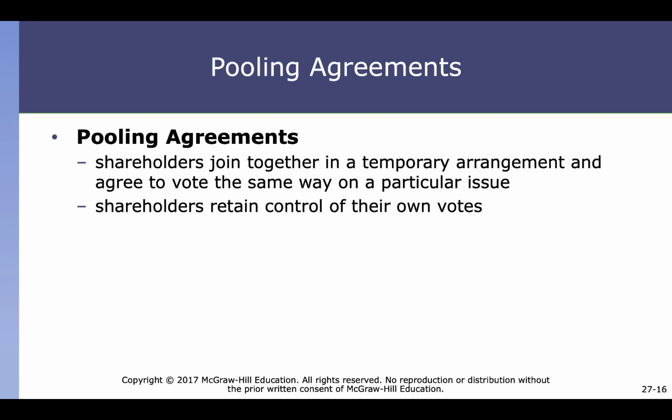Shareholders also sometimes execute pooling agreements. That's when shareholders join together in a temporary arrangement and agree to vote the same way on a particular issue. But they do retain control of their own votes, meaning they can change them. It's not giving their right to vote to someone else.